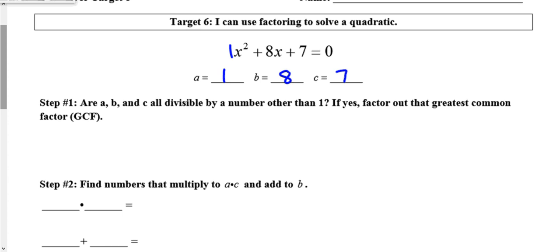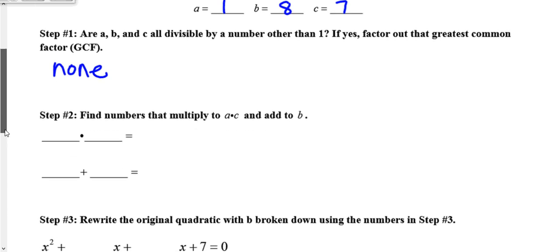So step 1 asks you, are A, B, and C all divisible by a number other than 1? So 1, 8, and 7. We can't divide all of those numbers by the same number, so the answer would be no. We can't divide them all by any other number other than 1. If we could, we would factor out that greatest common factor. We will see some cases like that today. But I'm going to write none since we can't divide them all by the same number.